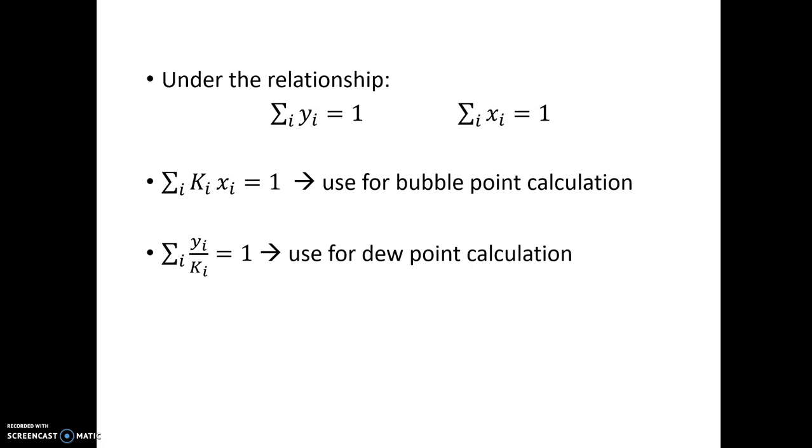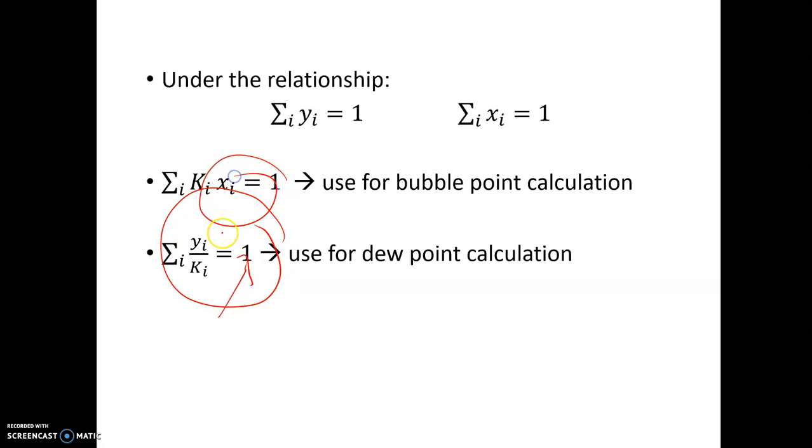So for this we know that since the summation of y is 1, we can say the summation of Ki xi will be equal to 1. Which means that it can be used for bubble point calculation. As long as you know your xi, you can find the K value that satisfies this equation. Another way is you can also write it inverted, so you get yi over Ki summed equal to 1. This you use for dew point calculation.